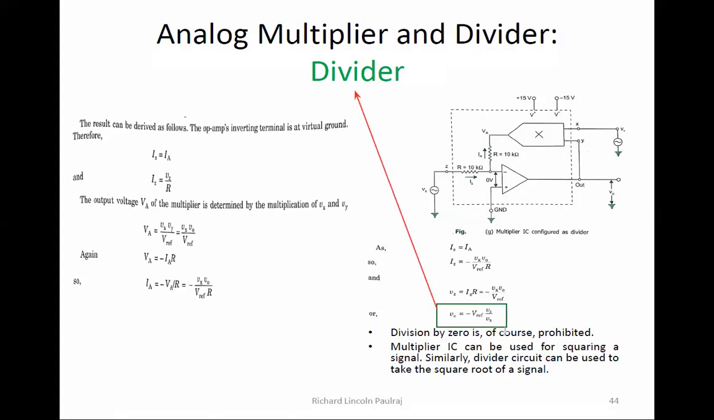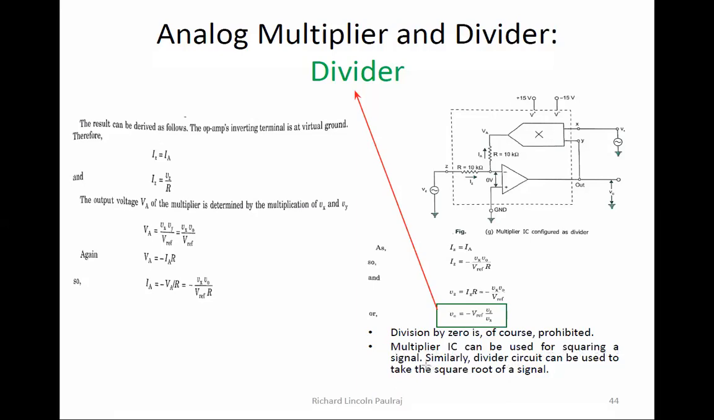Because I have Vz and Vx. Vz is here and Vx is here. So the inputs are divided between each other, keeping V reference as a standard voltage. Now, division by 0 is not possible, right? It's generally not done, and multiplier IC can be used for squaring a signal.